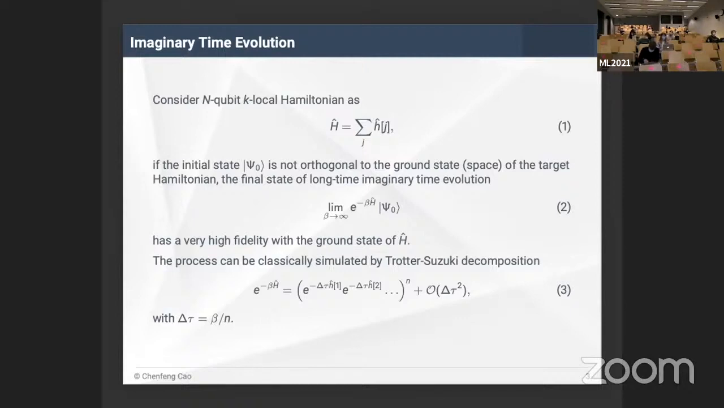This process can be classically simulated by Trotter decomposition. e to the minus beta H equals e to the minus delta tau H1, e to the minus delta tau H2, 3, 4, etc. for n rounds. But this decomposition will induce an error, Trotter error. The Trotter error is of order delta tau squared. Delta tau equals beta over n.